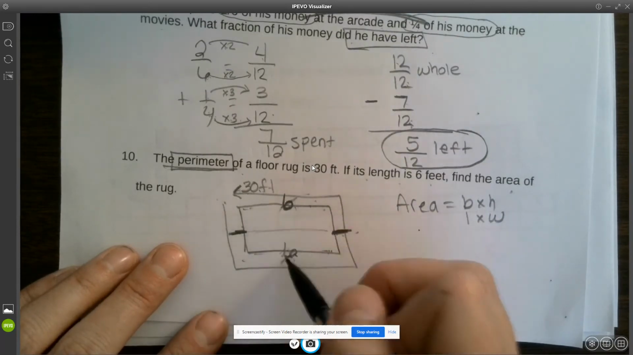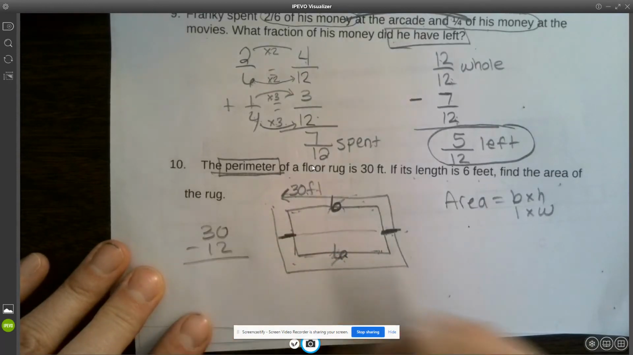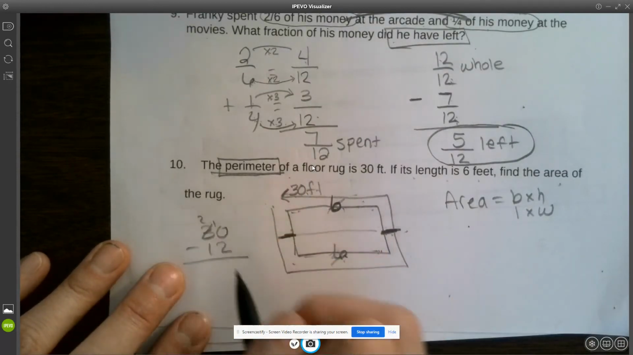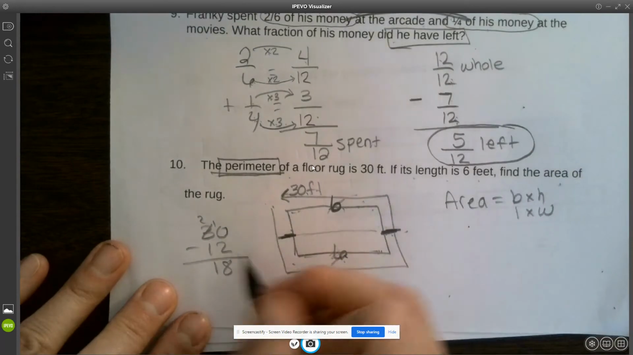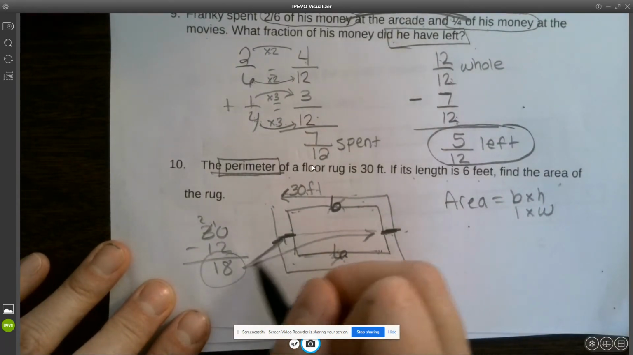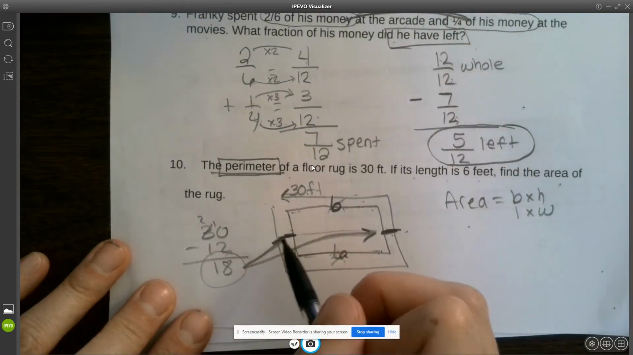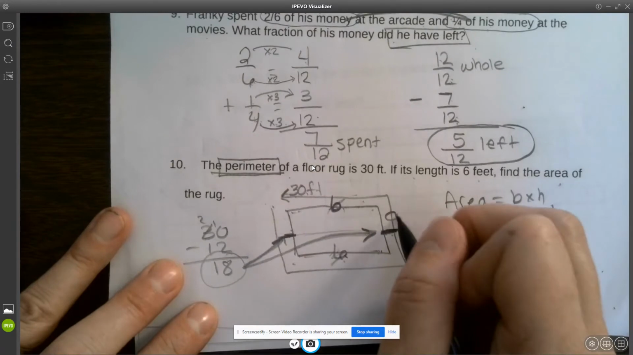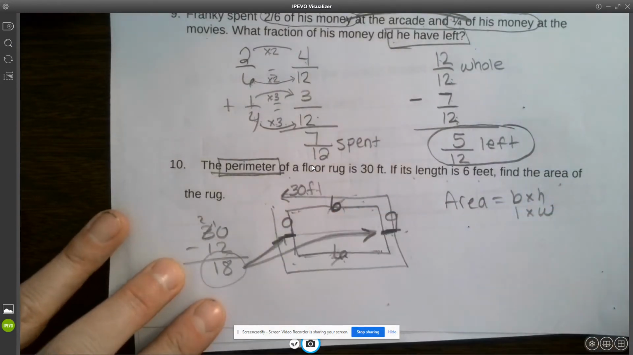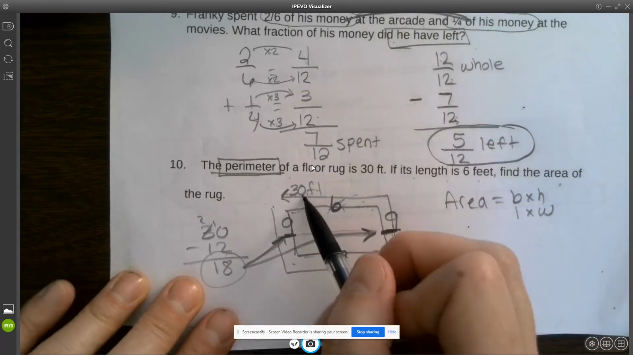So 30 take away 12, I'm going to go 30 minus 12. And maybe you can do it in your head, but you might have to carry. Okay, 18. So 18 equals these two spots right here. But I just need to know one of the spots. So what's 18 divided by 2? Well, that's 9. So both of these are 9, because 9 plus 6 plus 9 plus 6 equals 30, walking around.